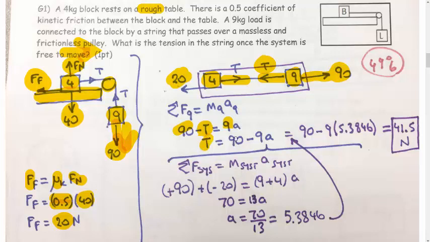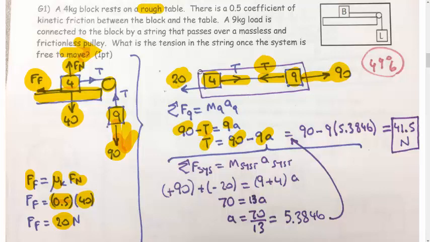Rearrange, T is equal to 90 minus 9a. Okay. Problem is, I don't know what my acceleration is. The easiest way to do this, if you think about it, I've got several unknowns: the tension and the acceleration. So again, I want to try and find an equation that does not have tension involved.